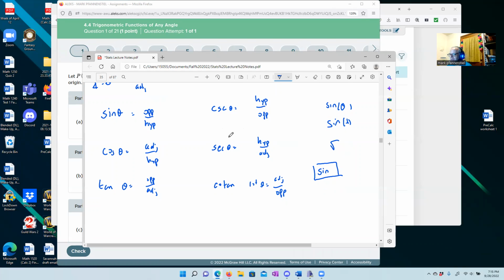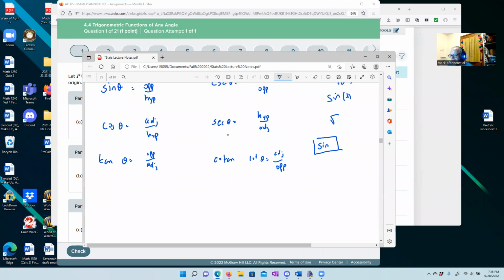There's a mnemonic. There's sine, which is opposite over hypotenuse. Cosine, which is adjacent over hypotenuse. Tangent, which is opposite over adjacent. Usually people abbreviate this as SOHCAHTOA.